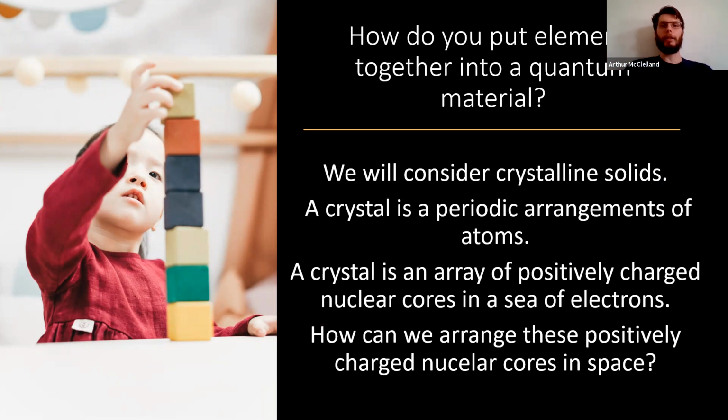A crystal here is a periodic arrangement of atoms. Similar to the way the boys building the blocks, we're going to systematically put together all the atoms in a certain order. The crystal is going to be this array of positively charged nuclear cores and this sea of electrons. And we're going to take a couple minutes to discuss how we can arrange these positively charged cores in physical space.